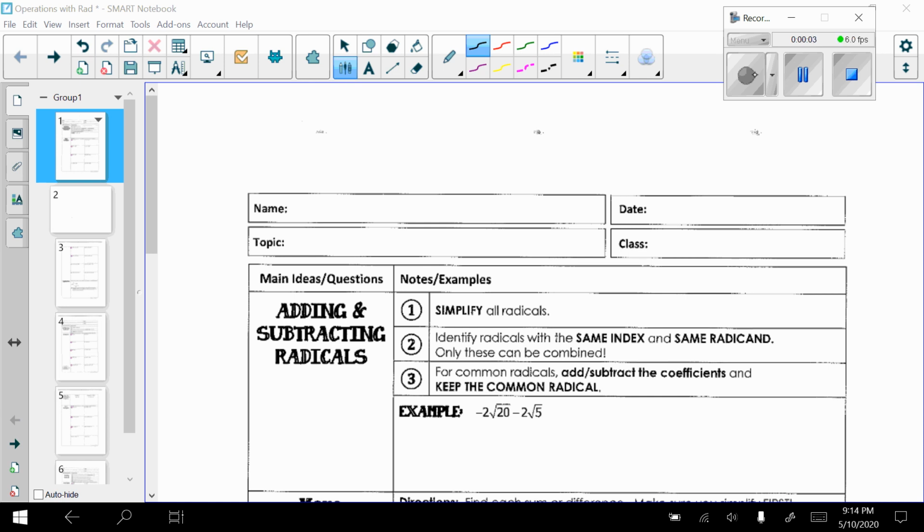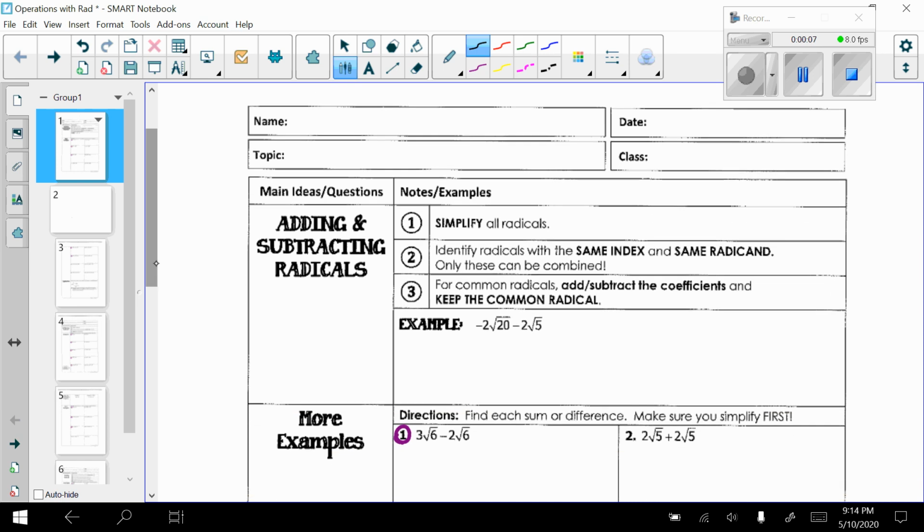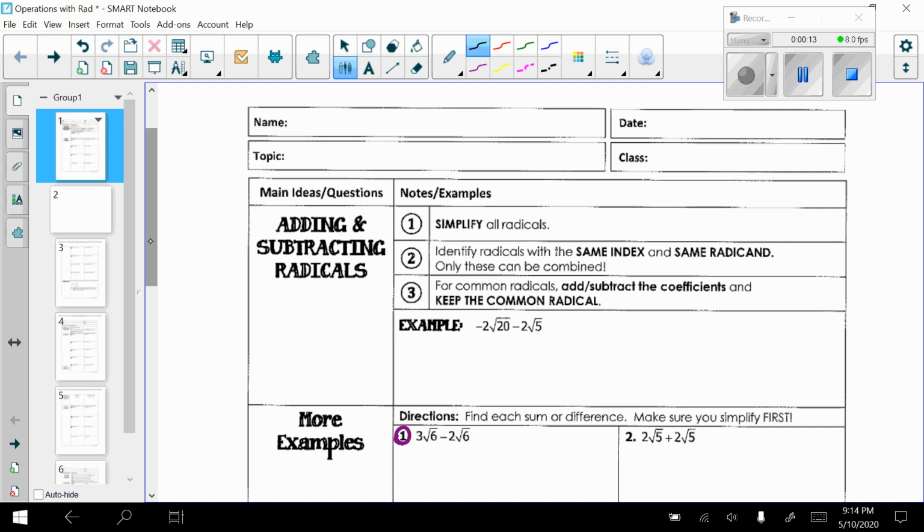Okay, so here's our second week dealing with radicals. This week we're going to focus on operations with radicals, but we're also going to have to simplify them. There's no assessment for this week, so just make sure you're keeping up with the notes.